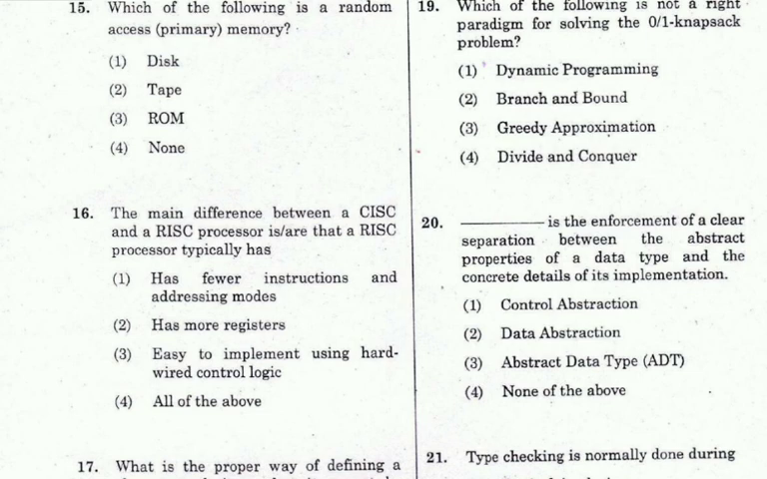Next, 20th one. Dash is the enforcement of a clear separation between the abstract properties of a data type and concrete details of its implementation. So here data abstraction refers to hiding implementation details while exposing only essential features. Data abstraction is the general programming principle. So that's why data abstraction is the correct answer.